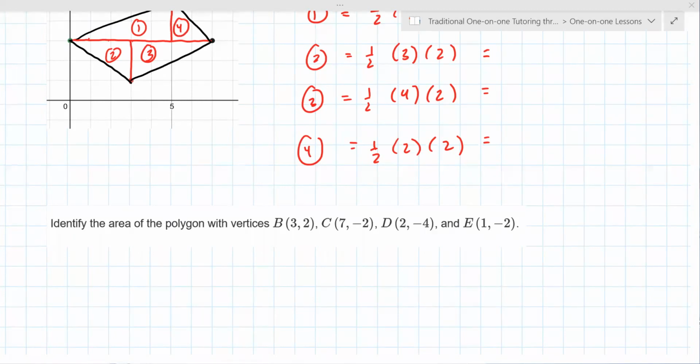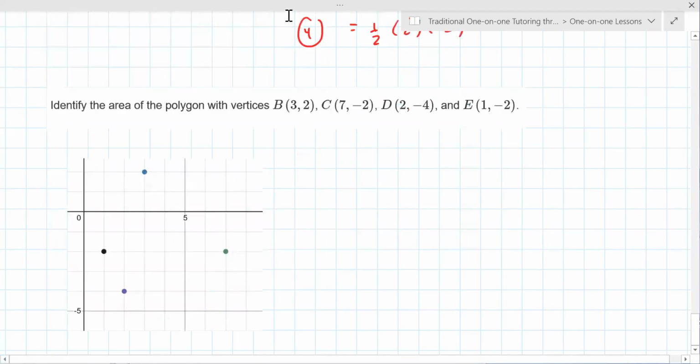So we got 3, 2, and 7, -2, and 2, -4, and 1, -2. Ooh, so again, it's just not a real nice shape. Can we do the same method that we used? Yes. It doesn't really look nice at all here, but let's give it a try. So let me switch back to this.